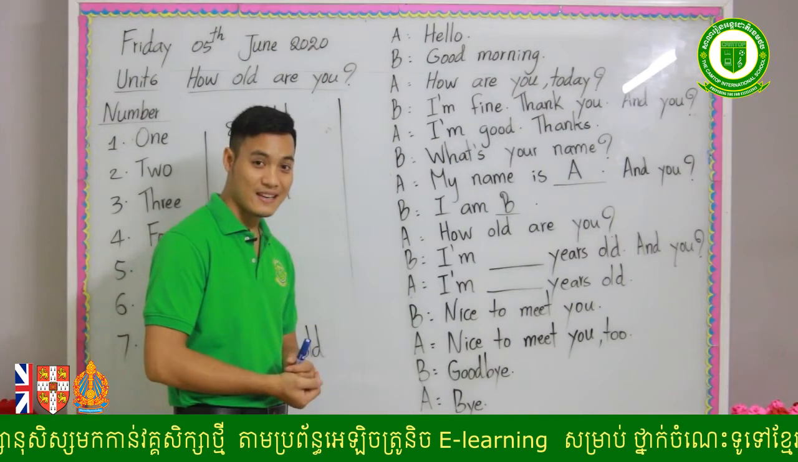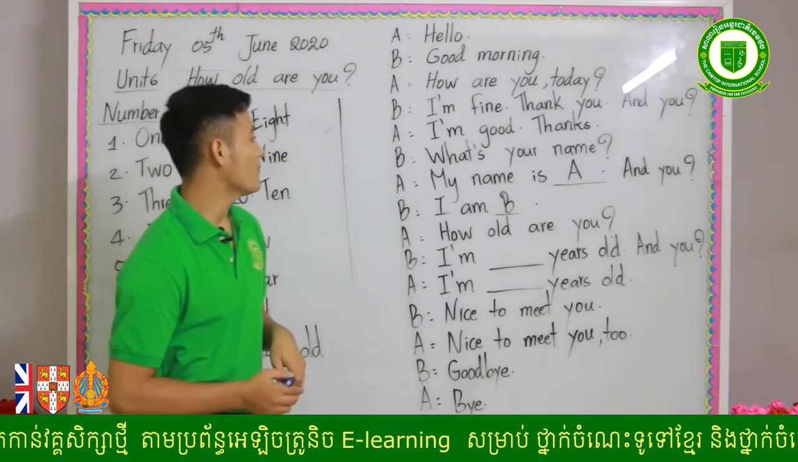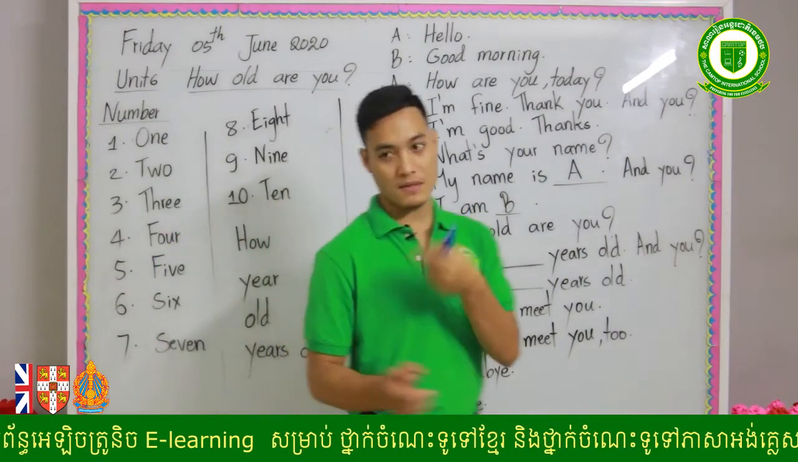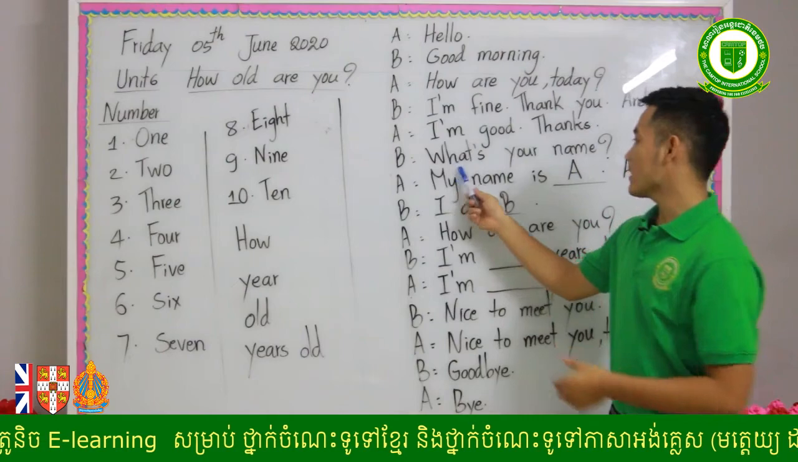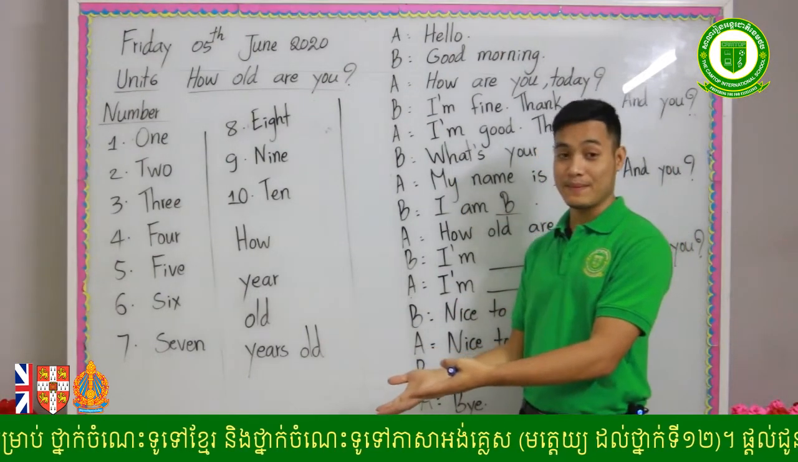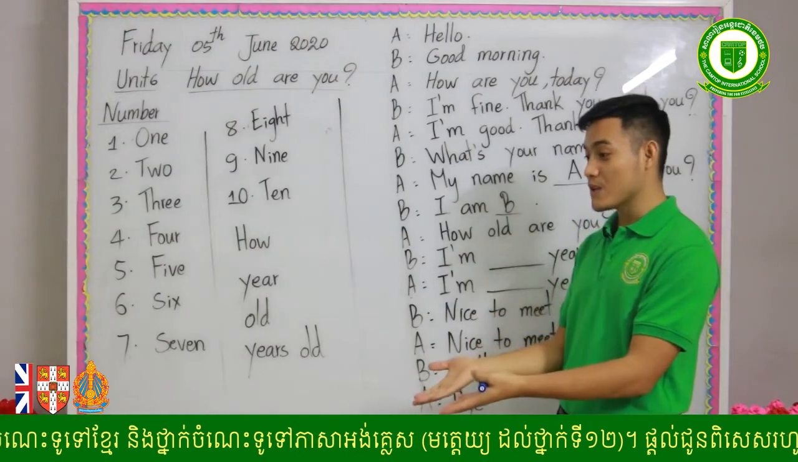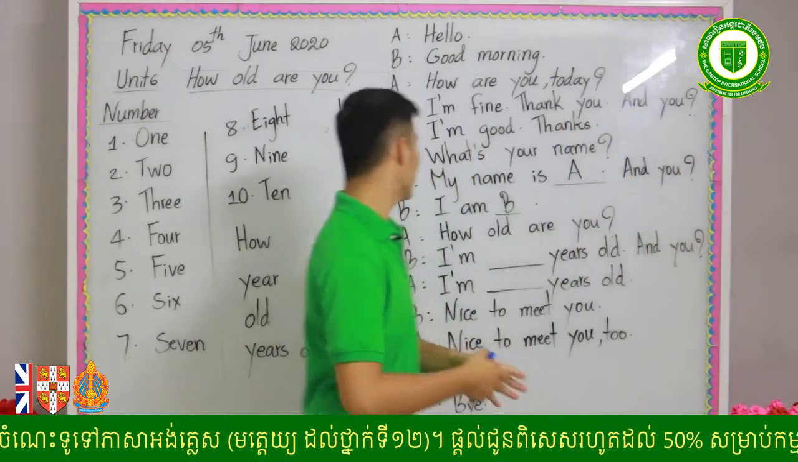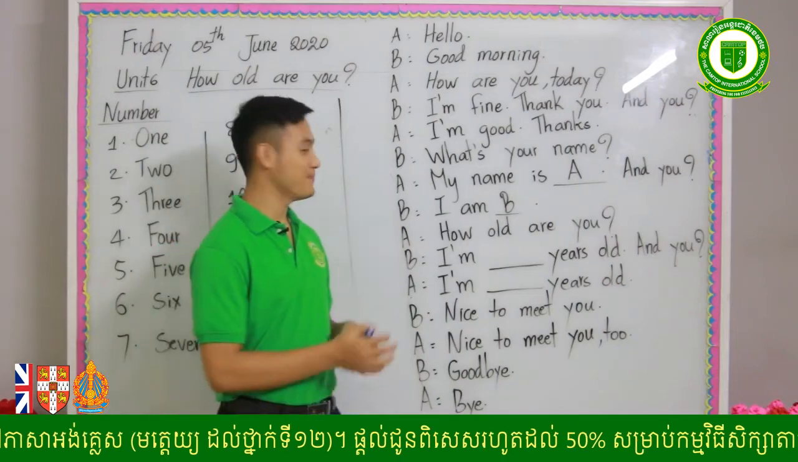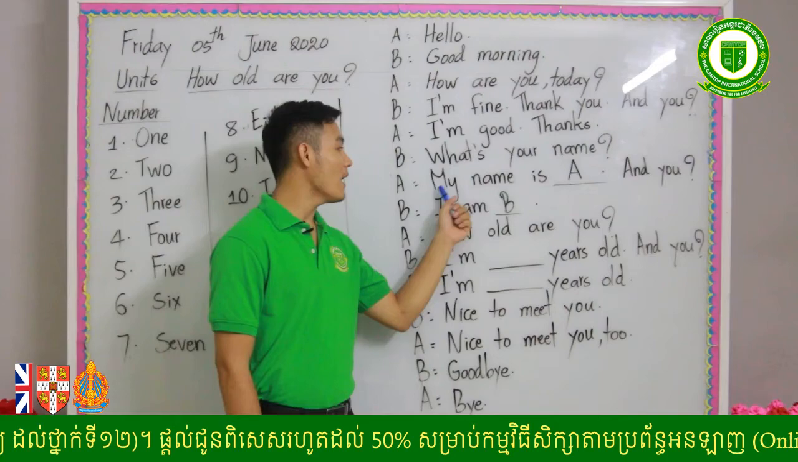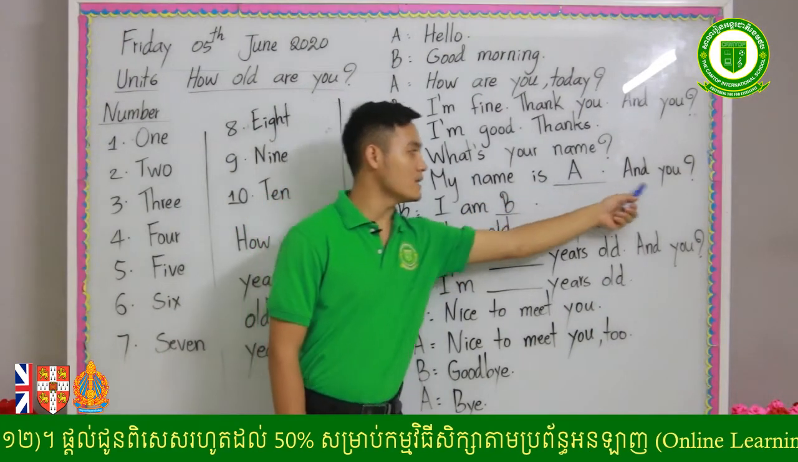You understand? Good. And one more, Mr. B asks again. Mr. B asks Mr. A. What's your name? Together, what's your name? Okay? Then Mr. A answer. My name is A. And you?